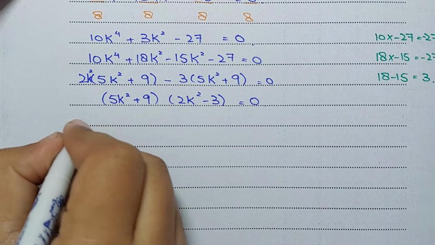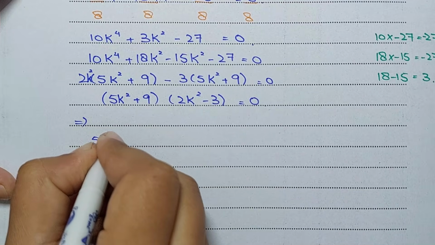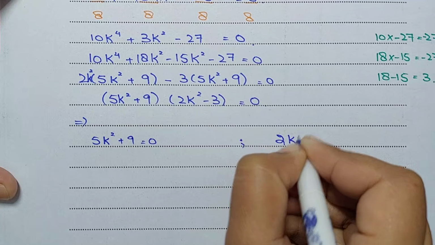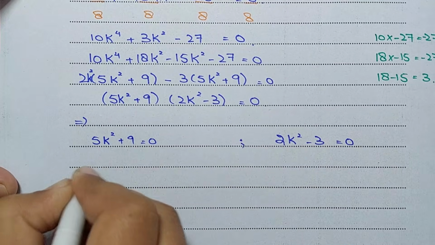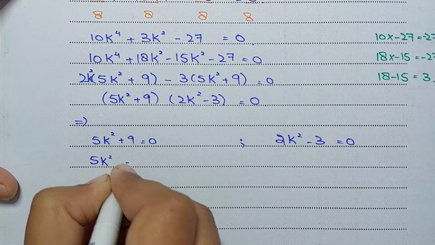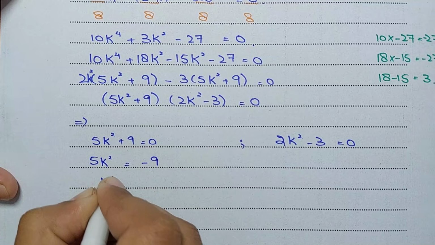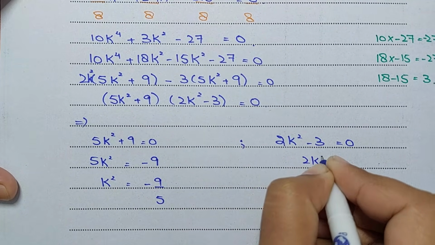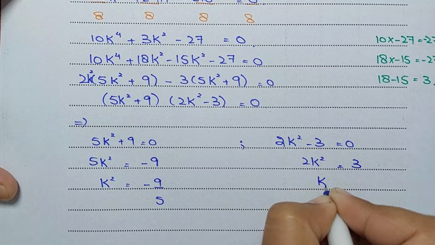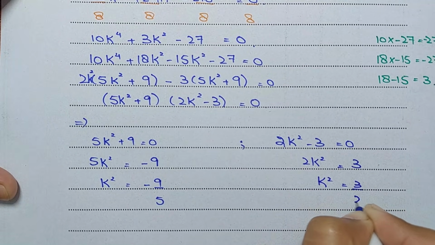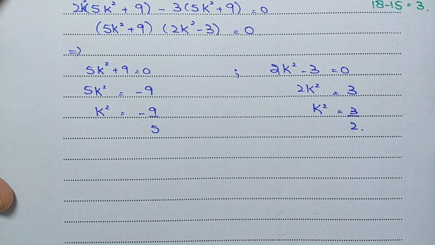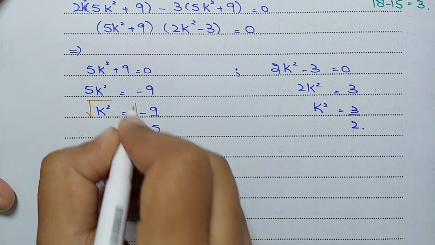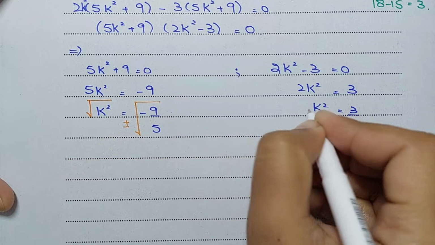Okay, now put both factors separately equal to 0. 5k squared plus 9 is equal to 0, or we can say 2k squared minus 3 is equal to 0. 5k squared would be equal to negative 9 and k squared would be equal to minus 9 by 5. And from here 2k squared is equal to 3 and k squared would be equal to 3 by 2. In order to get the value of k, we have to take a square root on both sides. Square root of this side and the square root of this side with the plus and minus.